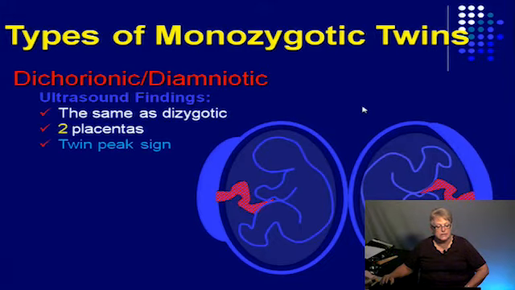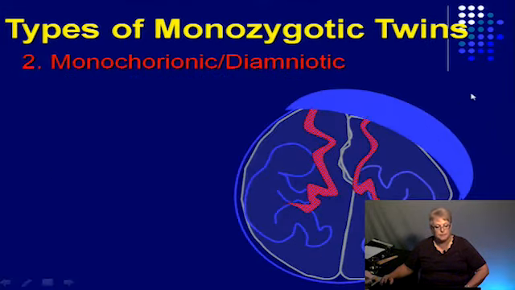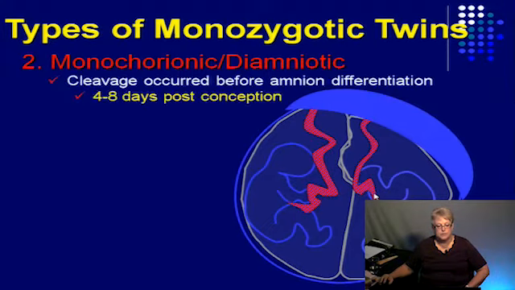You're going to have 2 placentas, a twin peak sign, and thick membranes because we have 4 layers, 2 yolk sacs. Now our next type of monozygotic twins is monochorionic diamniotic. So now we have 1 placental mass, and then we have 2 amnions.